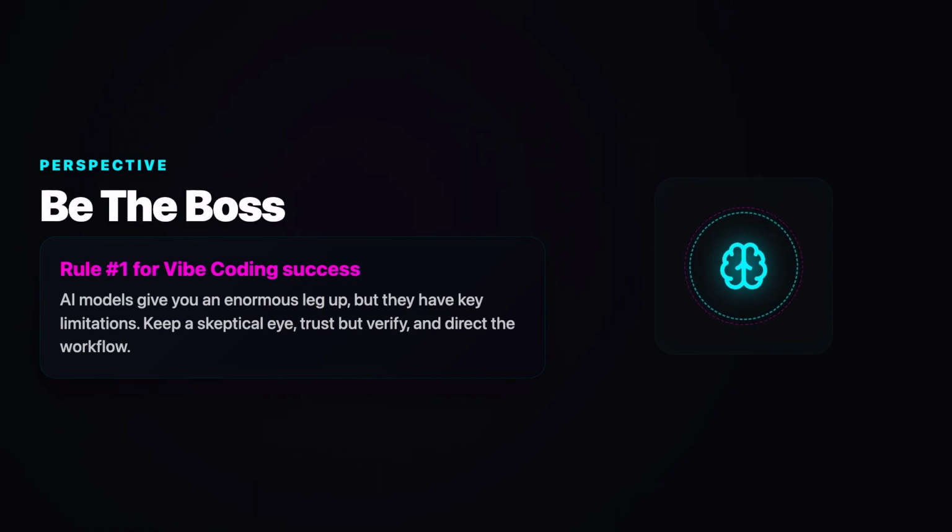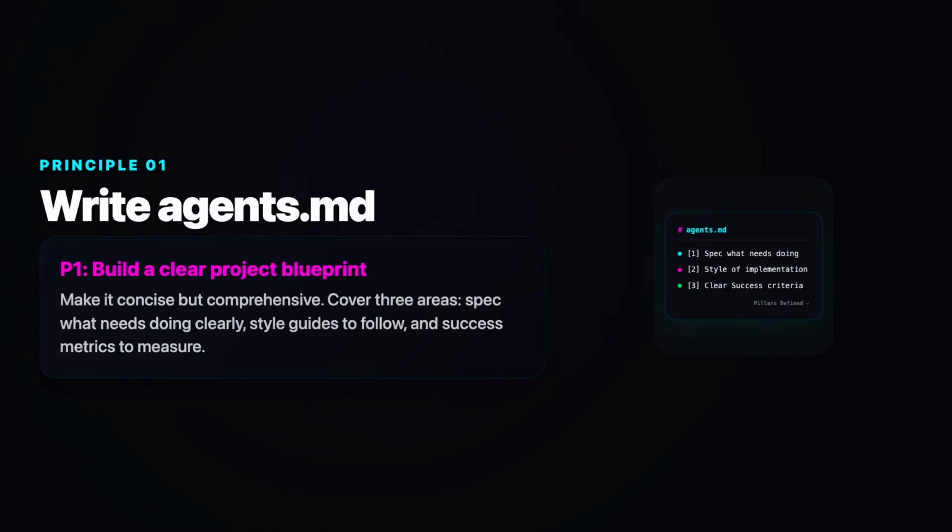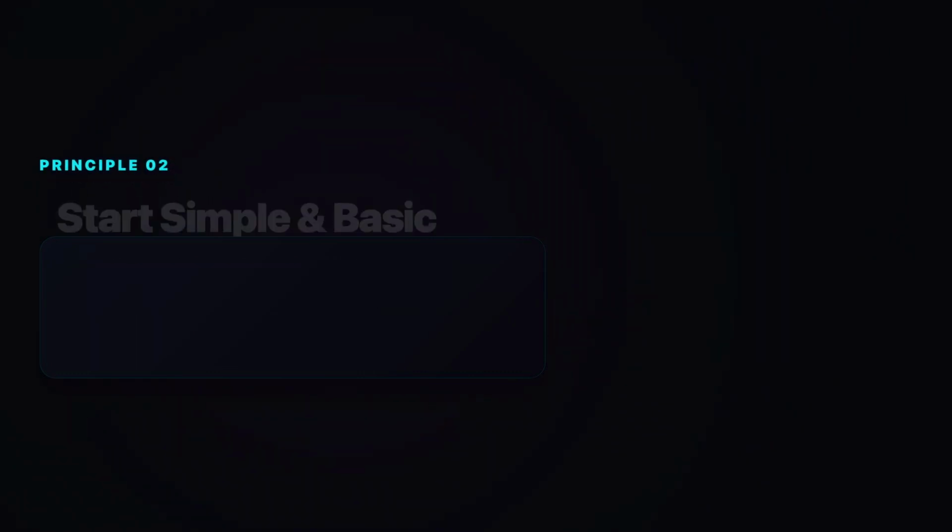You must be the boss. AI coding assistants give you a huge boost, but they still make mistakes. Keep a watchful eye, check their work carefully, and stay in control. First, write your agents.md file carefully. These files act as your agent's memory blueprint, which Claude Code calls CLAUDE.md. Keep it concise, detailing 3 crucial areas: task specifications, the required coding style, and explicit success criteria at the end.